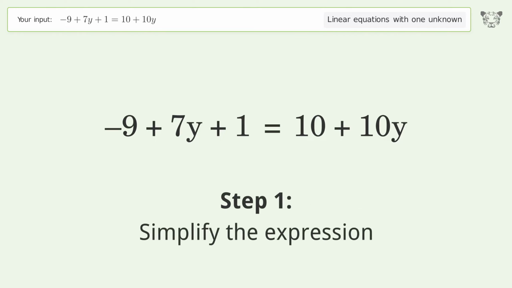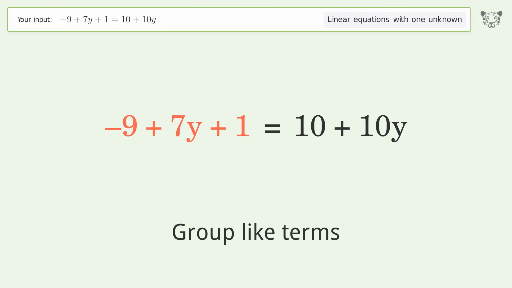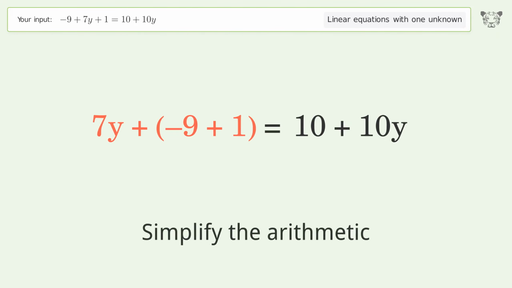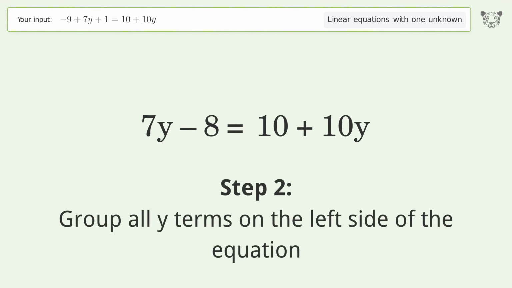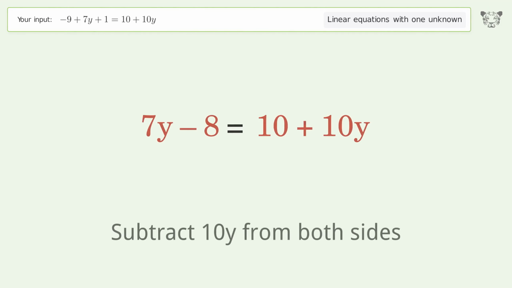Simplify the expression. Group like terms. Simplify the arithmetic. Group all y terms on the left side of the equation. Subtract 10y from both sides.